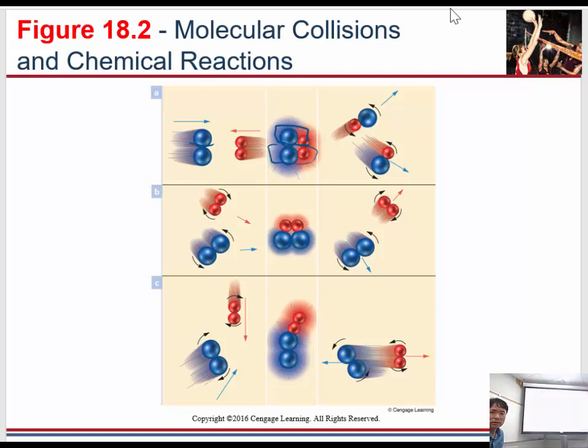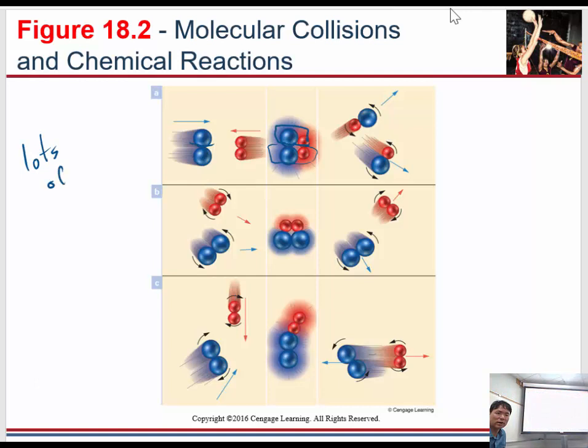Here's a collision with incorrect orientation. Well, actually, orientation is not bad, but not enough energy here. And so what happens is these two molecules just bounce off each other. And the same thing here, the orientation is not good. Maybe the energy is okay. They bounce off.